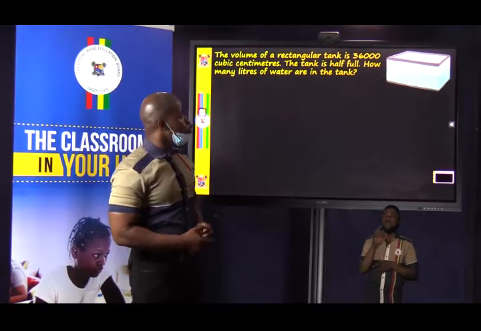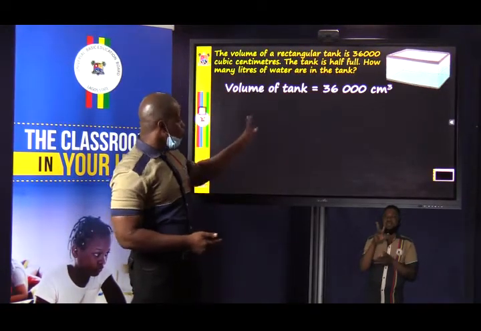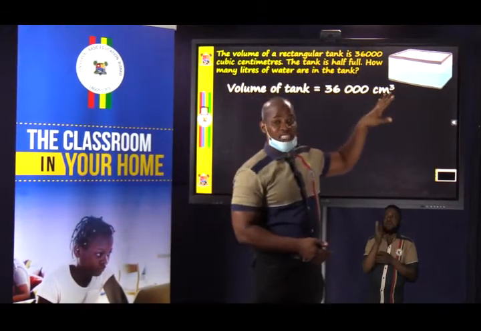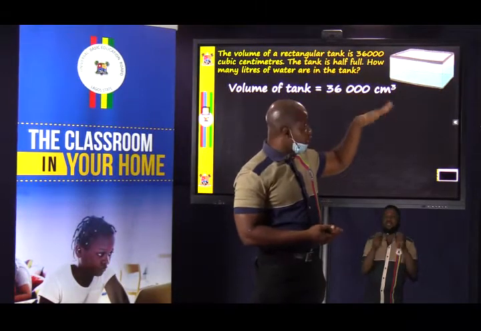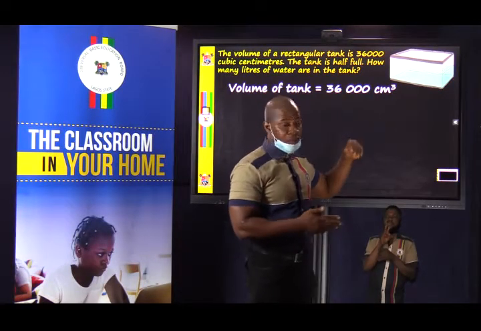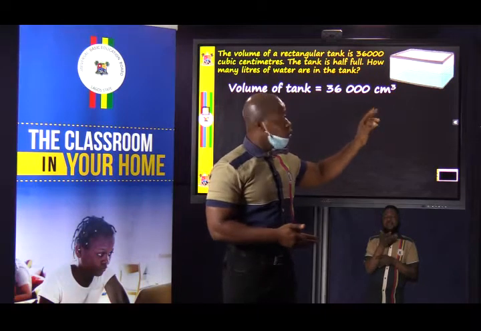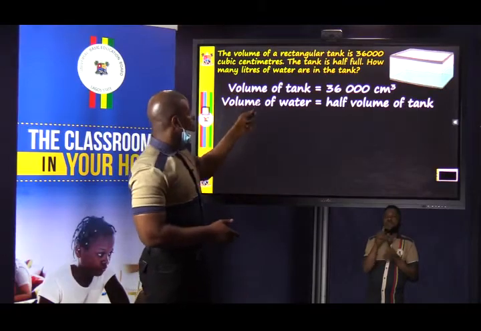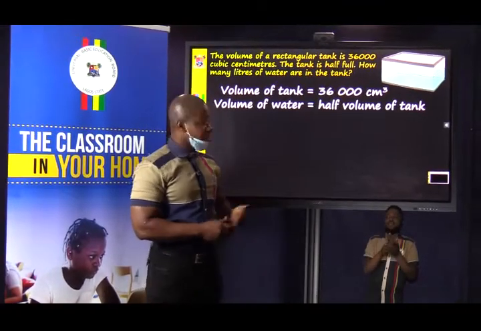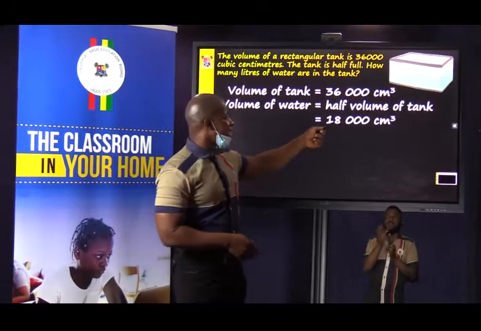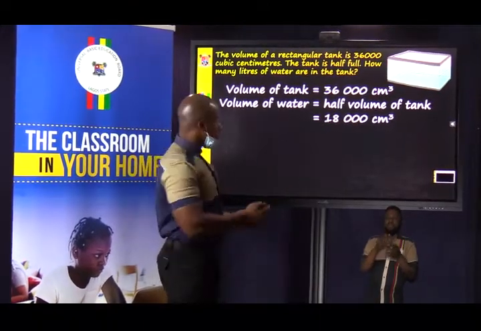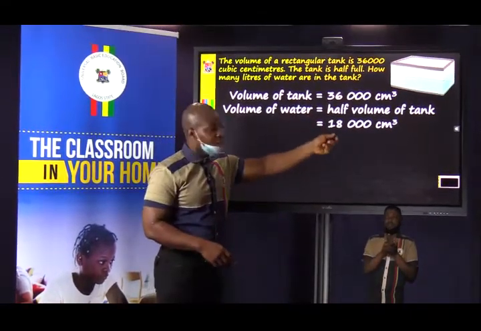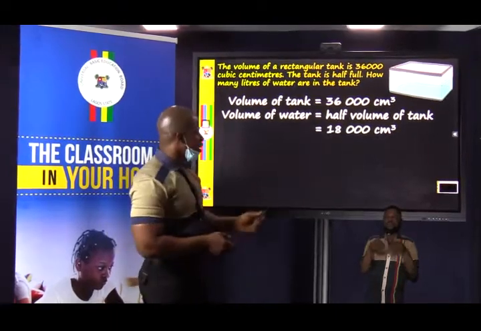All right, so what do we know? We know that the volume of the tank is 36,000 centimeter cubes. And so if water fills the tank, the volume of the water will be the same as the volume of the tank, basically the same shape, and that will also be 36,000 centimeter cubes. But the water is just halfway up the tank, and so the volume of the water is half the volume of the tank, and that means it is 18,000 centimeter cubes, because if we divide 36,000 by 2, we get 18. You know, half of 36 is 18, right? So half of 36,000 is 18,000.